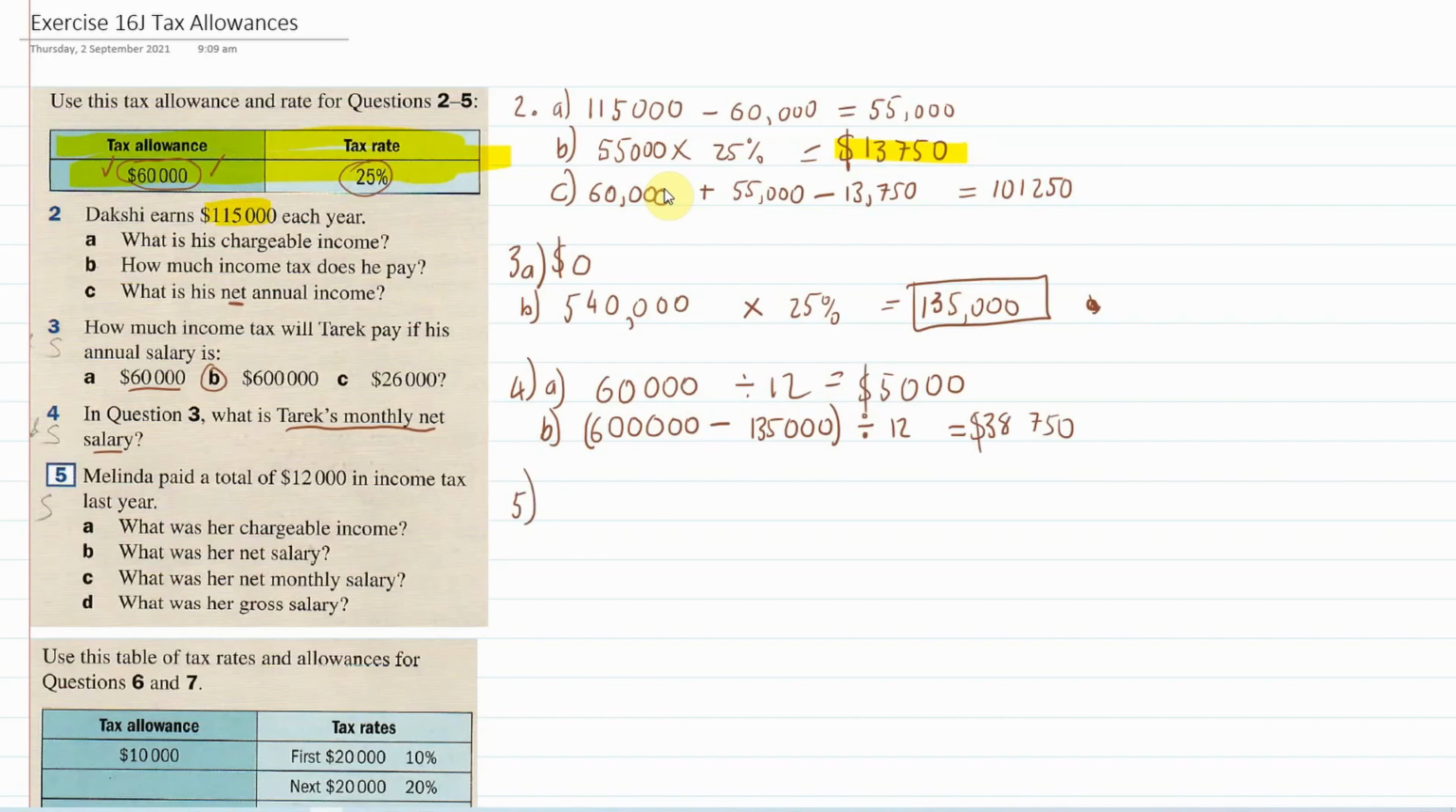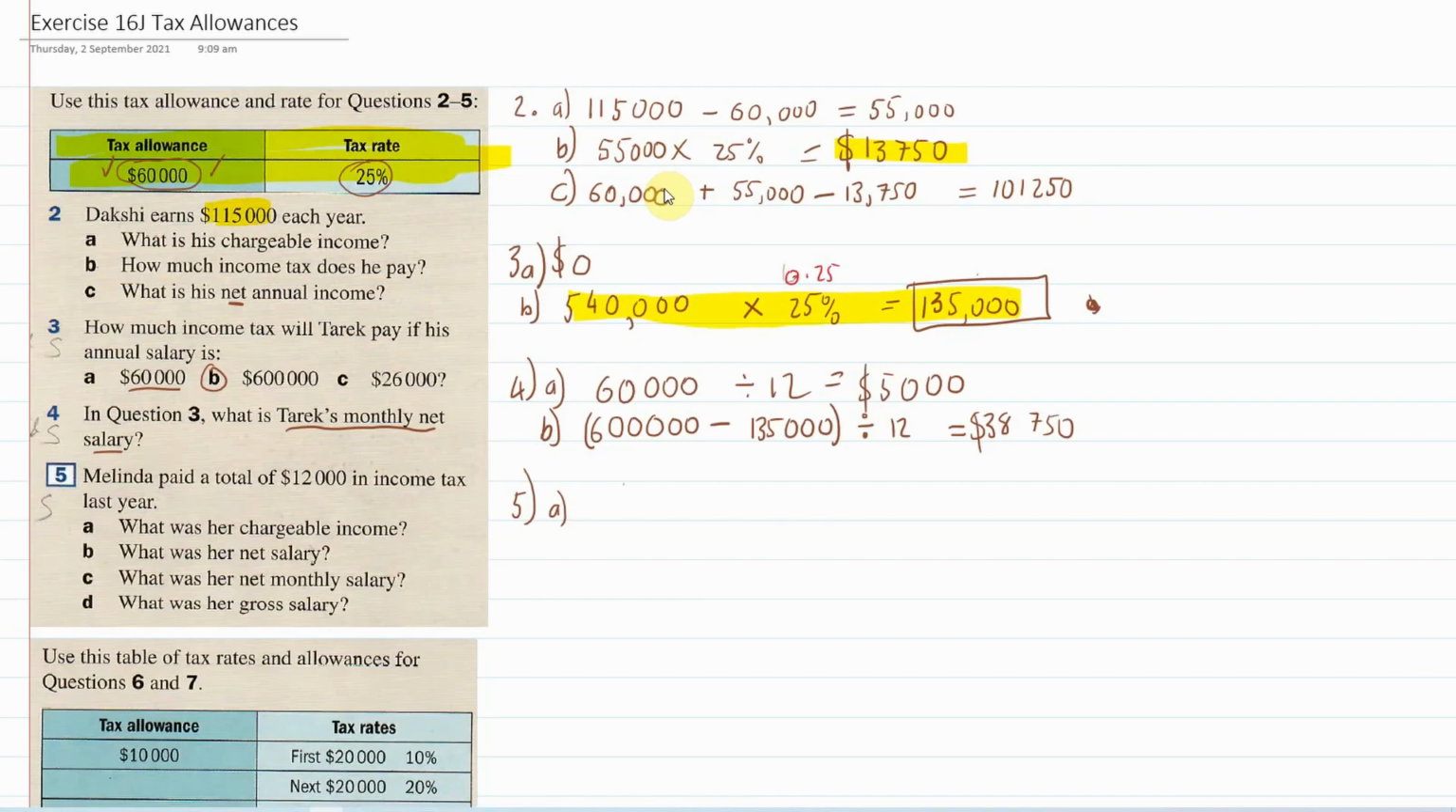Okay. Well, number 5. Melinda. This is going backwards. She's paying $12,000 in income tax last year. So, first of all, if she pays $12,000 and the tax rate was 25%, to find out how much she was taxed on, you're going to times that by 4. Or 1 over 20. Times it by 4. So if you look at this example up here, you can see that timesing by 25% is like timesing by a quarter, because it's 0.25. So to go the other way, you're going to divide by 0.25 or times by 4.